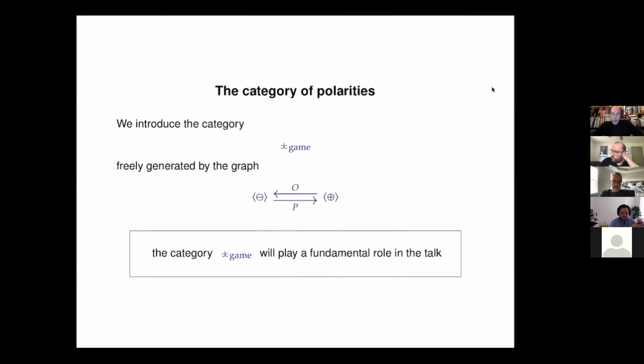And to that, I will use this very simple idea that we should have a category of polarities. It's a very simple, stupid category. It has 2 objects, minus and plus, and 2 arrows, O and P. Of course, this is a graph, and so I consider the category freely generated by this graph. And this category, we will see, plays a fundamental role in the talk.